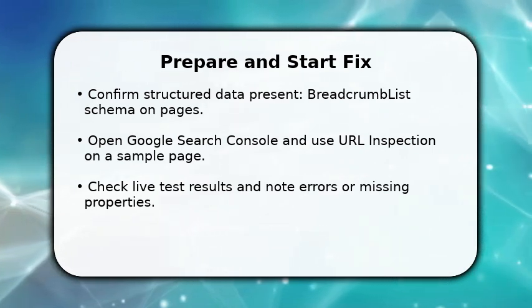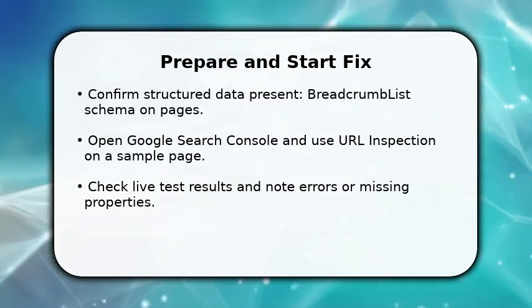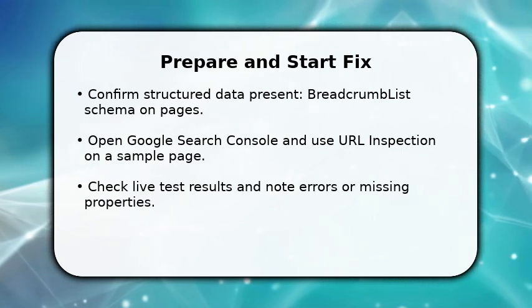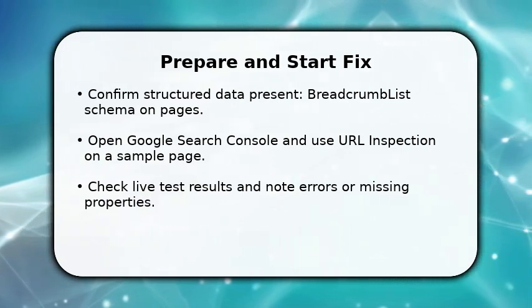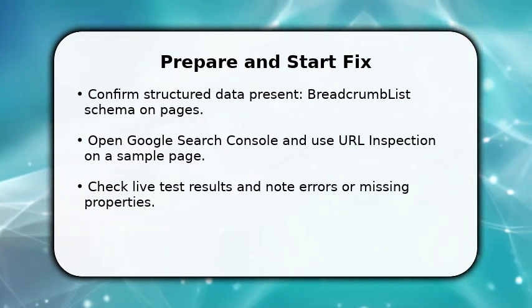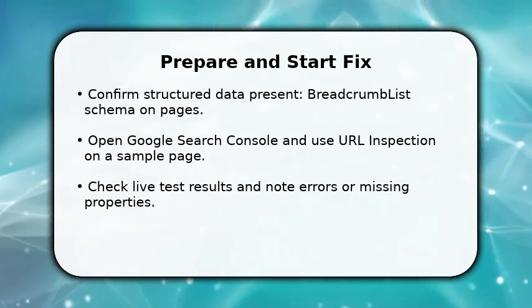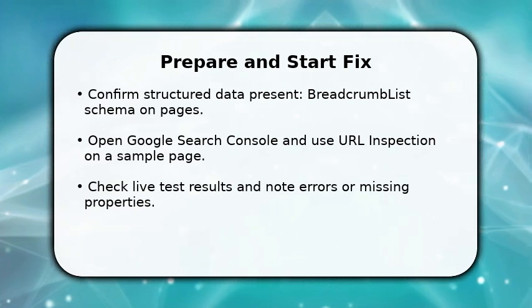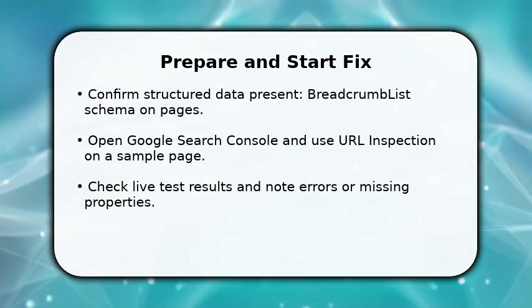Once done, click the live test and review the results for missing item list element, position, or name fields. This step establishes a baseline. Make sure the markup matches the visible breadcrumb trail, so search results can mirror your site navigation.